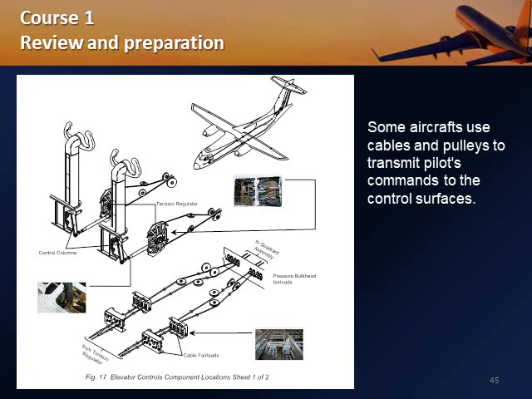Some aircraft use cables and pulleys to transmit the pilot's commands to the control surfaces. I would say most aircraft use cables and pulleys, because even today Boeing, for example, the 737, the infamous 737 Max, still uses cables. It's not a fly-by-wire aircraft. So most use cables. This is referred to as soft linkage.